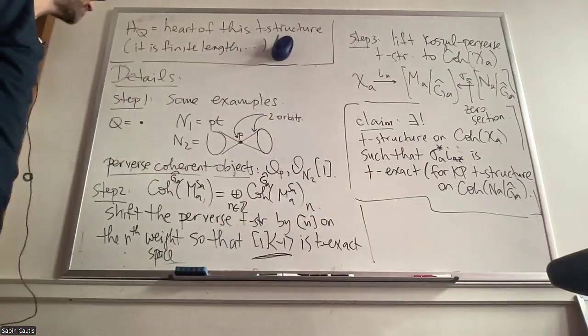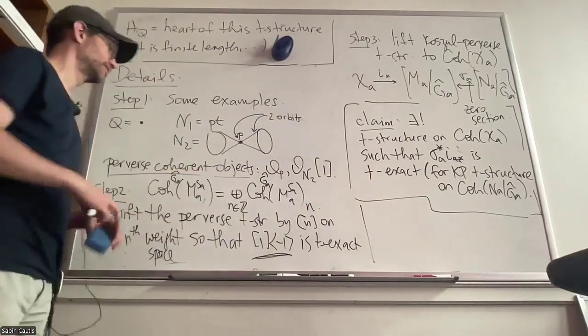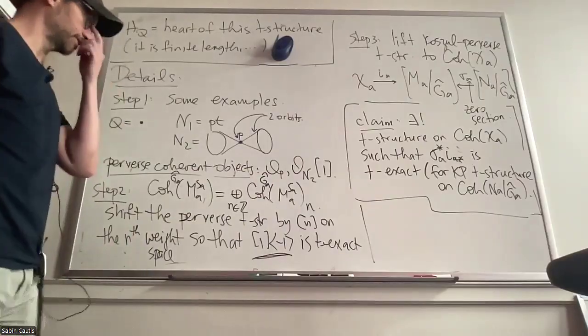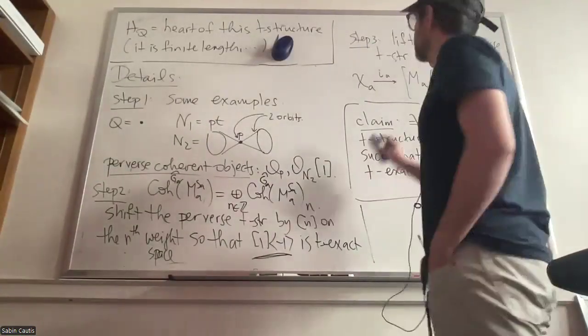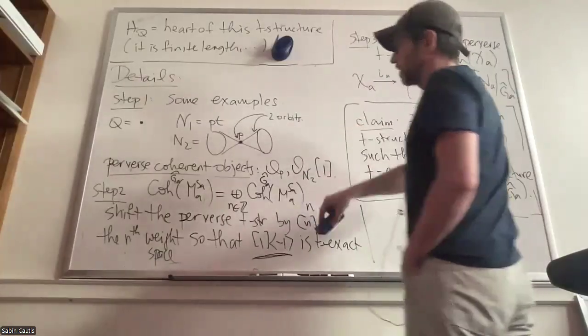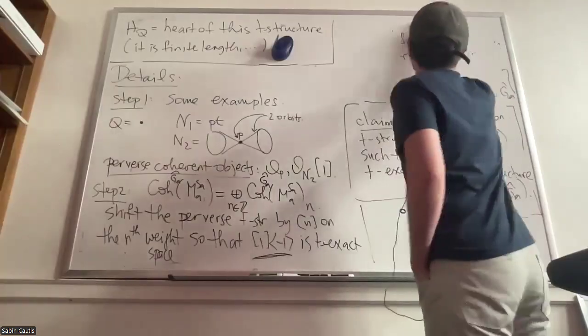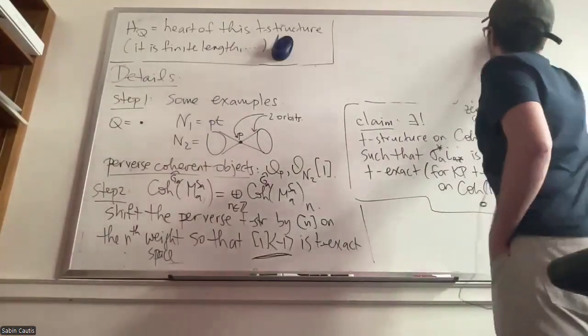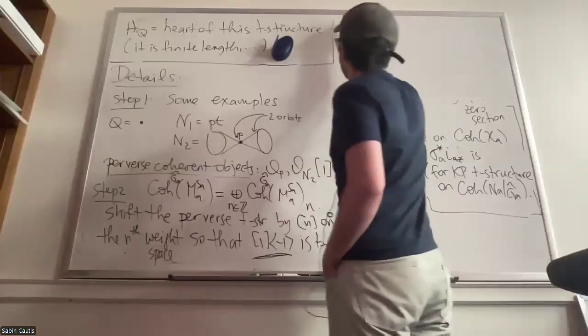That's all there is, and it has nothing to do with perverse coherent sheaves. You can do this for any T structure. We just do this twist. And again, it's not clear why you want to do this, but I'll explain later on when we get to the third step. Okay, well, we are at this third step.